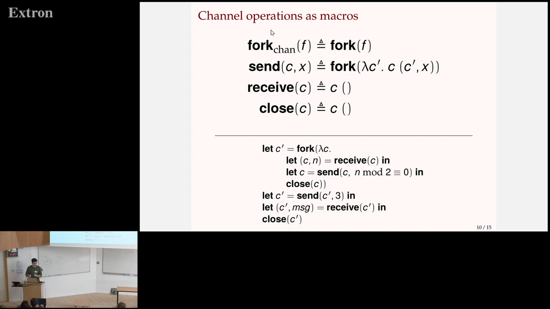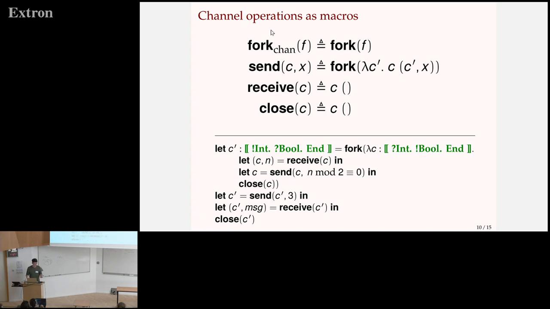And this means that if you take such a GV program and do this macro expansion, then it will simulate the execution of the original program. The question is, of course, what about the types? Is this thing still well-typed if you macro-expand it? And the answer is, of course, yes.